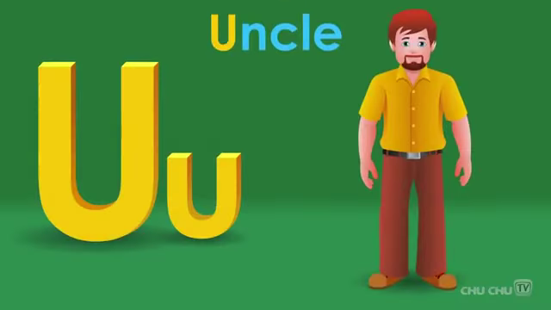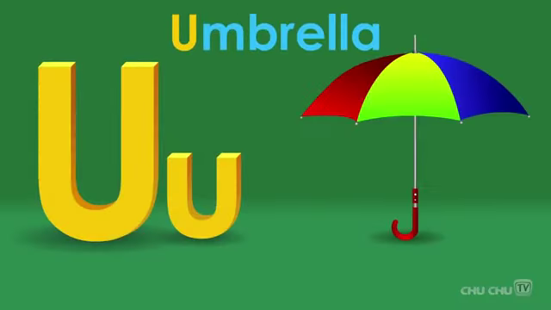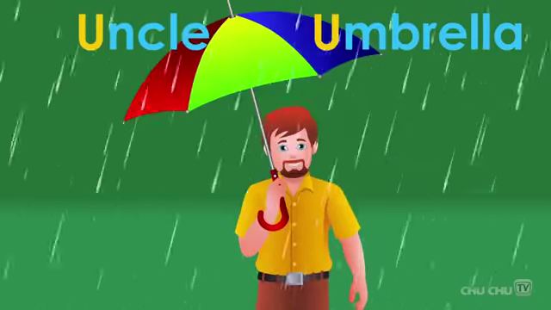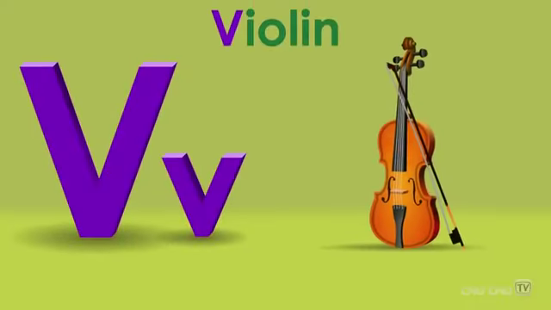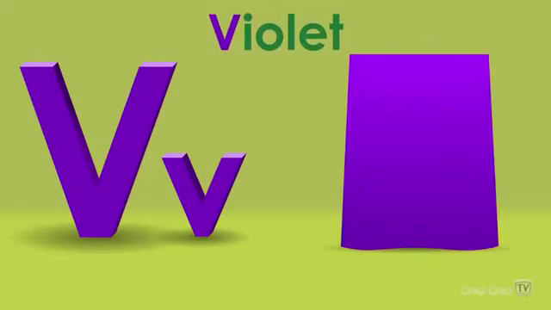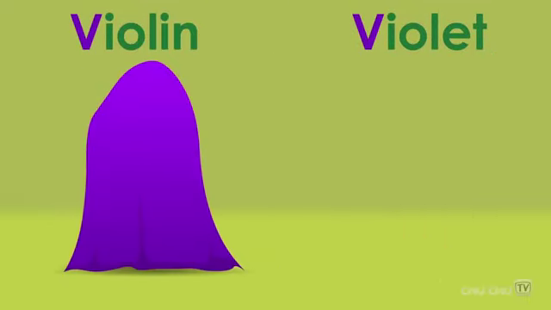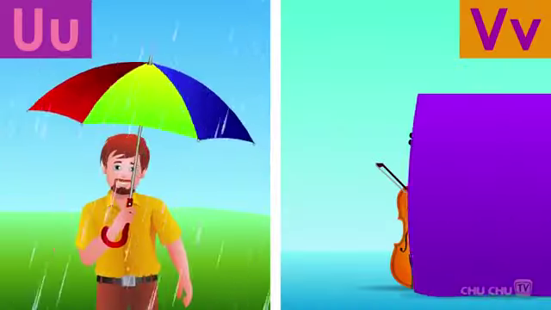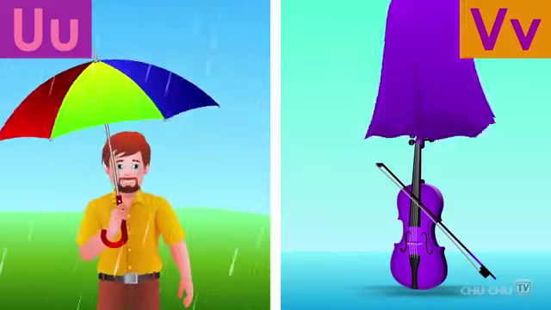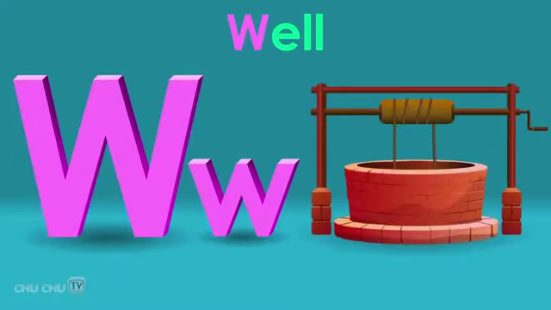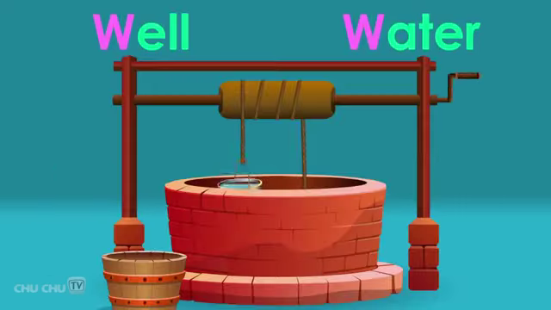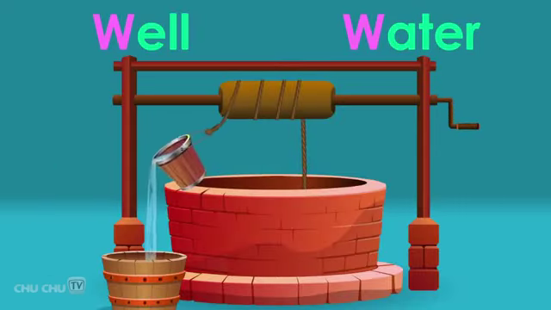U for uncle, U for umbrella. V for violin, V for violet. W for well and W for water.